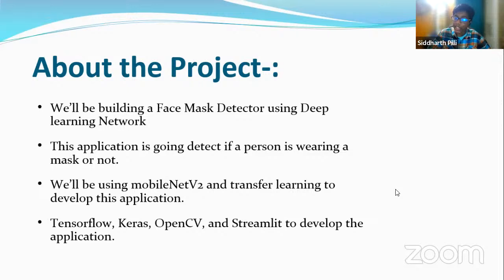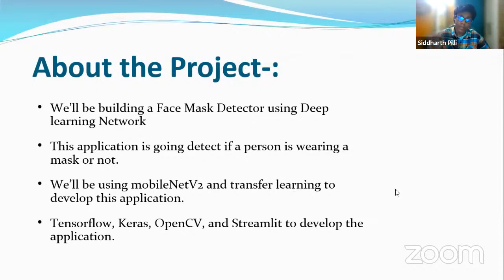So in artificial intelligence, we have a field called deep learning. Deep learning basically mimics our brain, our neurons, and everything to create this mathematical algorithm. Finally, this application is going to detect if a person is wearing a mask or not. For example, if you're wearing a mask, this application is going to say, hey, this person is wearing a mask. If you're not wearing a mask, it's going to say, this person is not wearing a mask. So it's a very simple classification problem.